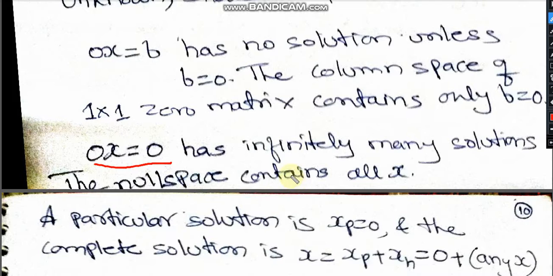So the null space contains all the x. x can be positive, x can be negative, x can be any value. So when you multiply it with a 0 vector, you will get a 0 vector. This we can call as containing many solutions.